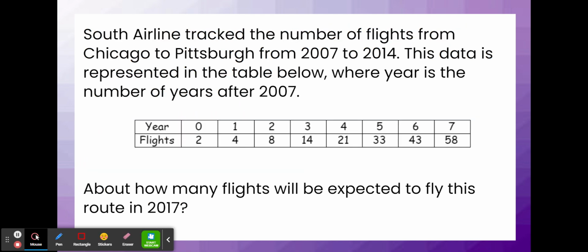South Airline tracked a number of flights from Chicago to Pittsburgh from 2007 to 2014. This data is represented in the table below, where the year is the number of years after 2007. So year 0, that's 2007, there are 2 flights. Year 2008, there are 4 flights, and so on. About how many flights will be expected to fly this route in 2017? Well, we need to first find the equation so we can figure out how many flights. So the first thing you're going to do is run your regression by putting in your table and typing in the regression formula.